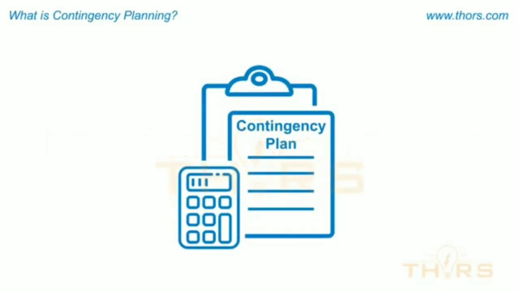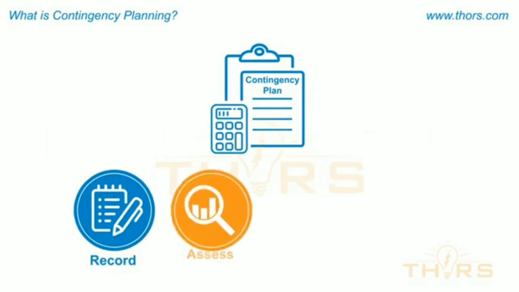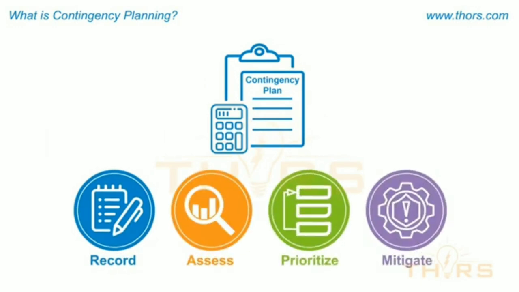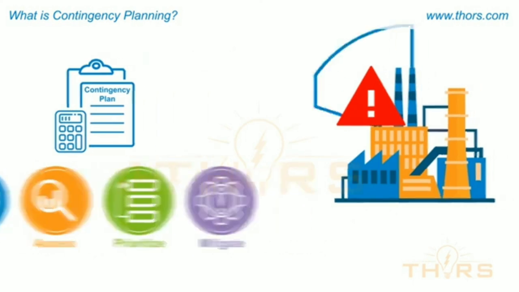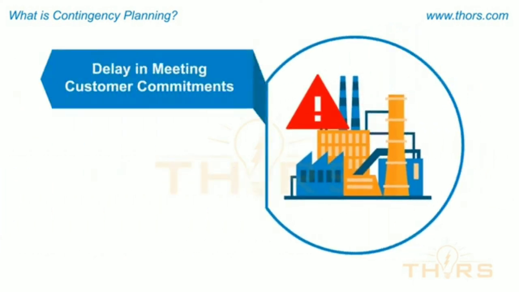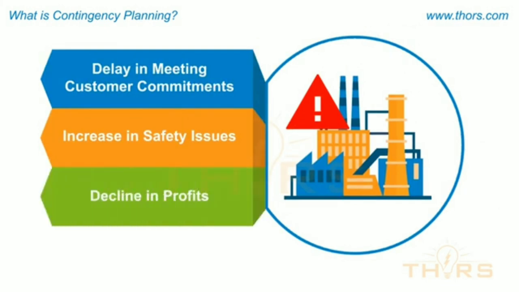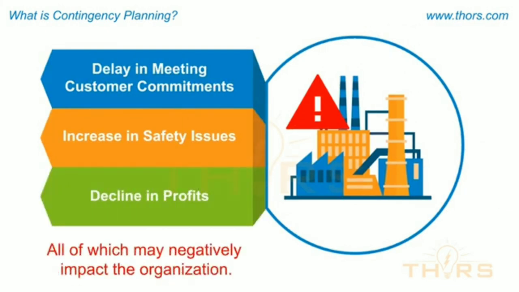A contingency plan is designed to record, assess, prioritize, and mitigate potential risks that may cause adversities to an organization. Examples of such adversities include delay in meeting customer commitments, increase in safety issues, and decline in profits, all of which may negatively impact the organization.